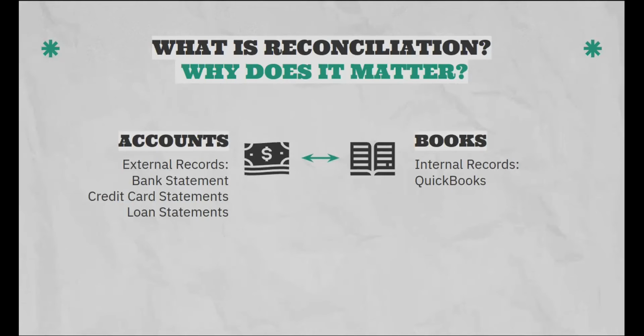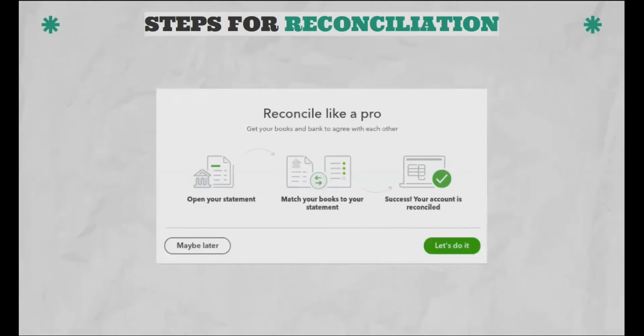So you're going to take your internal record, which is your books, and compare it with an external record, which is any of these documents from maybe a loan company or your bank. We want to make sure, of course, everything is accurate, and that all of our expenses and income are accounted for. And the way that we do that is through reconciliation. So I'm going to show you how to reconcile in QuickBooks Online here.